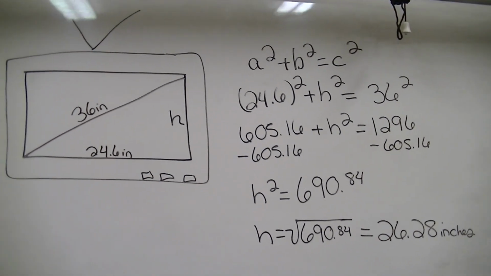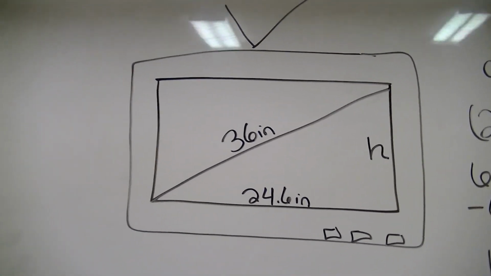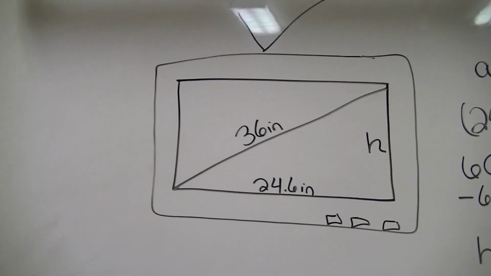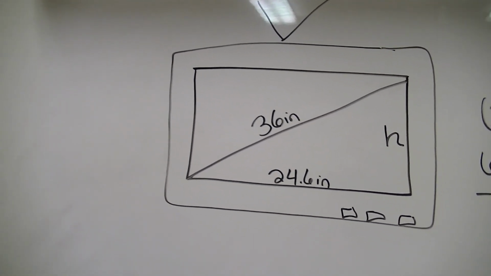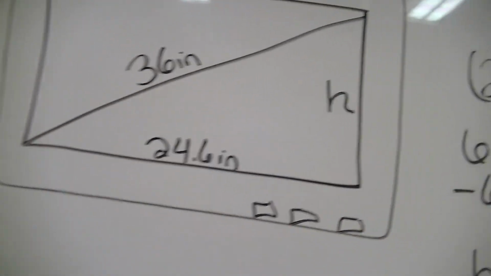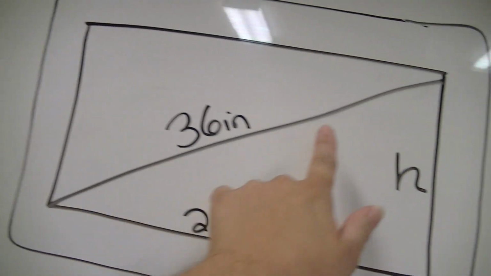Alright, so this lovely drawing is supposed to be a TV. Don't judge me by my artwork, I swear. But it was part of a word problem and they gave the crossways of the television to be 36 inches.